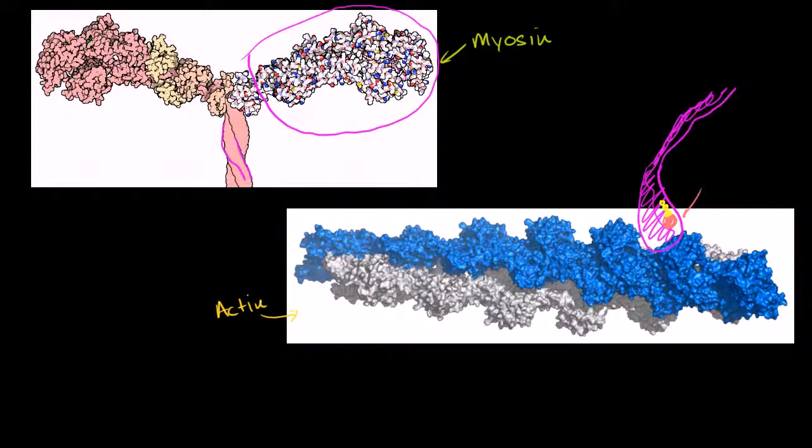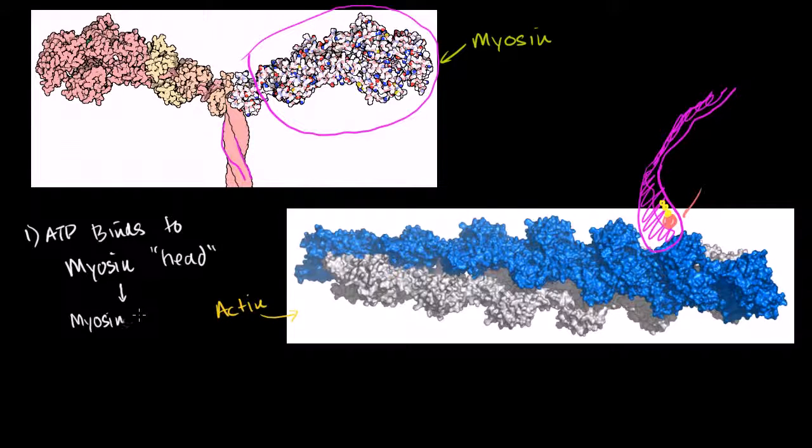So let me write this down. Step 1: ATP binds to myosin head. And as soon as that happens, that causes the myosin to release actin. So that's step 1. I started off with this guy just touching the actin. The ATP comes and it gets released.